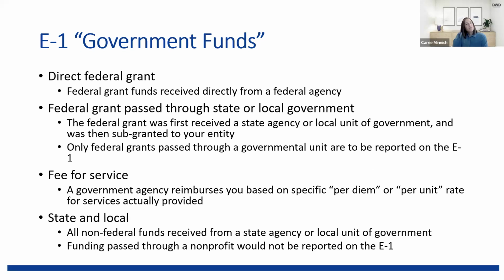When we talk about government funds that are reported on the E1, when you fill out the E1, it's going to ask you different questions. Under the government funding, it's going to have 4 different sections. The first is a direct federal grant.